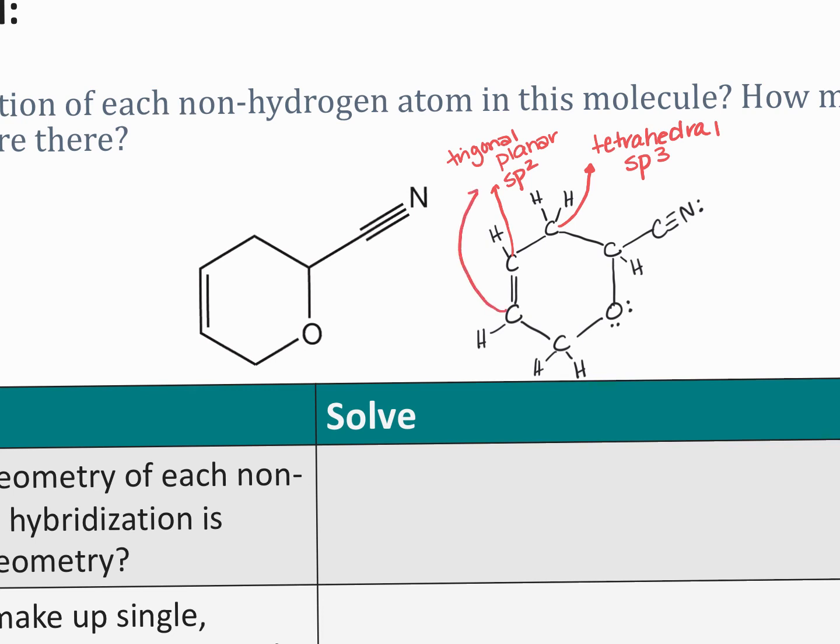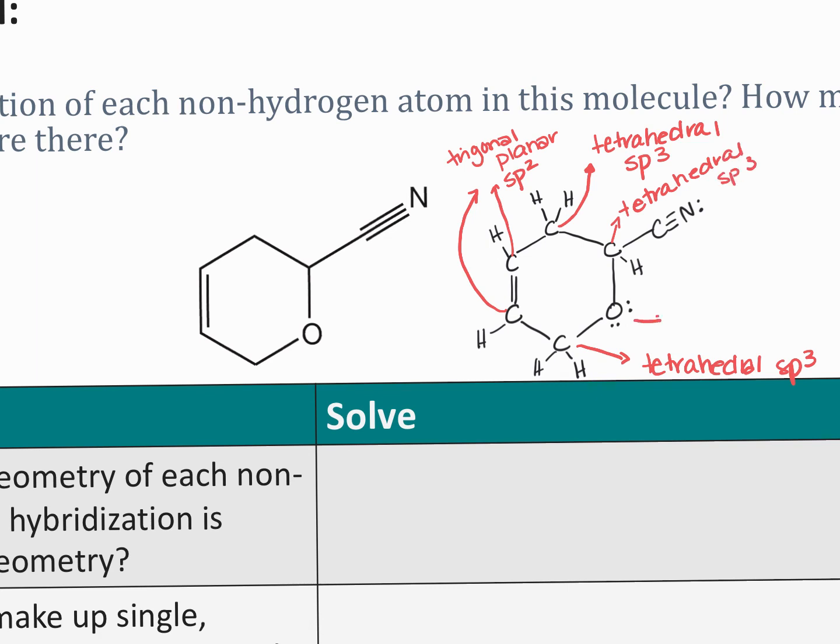Same thing with this carbon here. This one is another tetrahedral, so it's going to be sp3. This carbon is another trigonal planar, so it's going to be, oh, I may have lied there. Nope, that's tetrahedral. Well, let's just back that up, because there are 4. So it's going to be sp3.